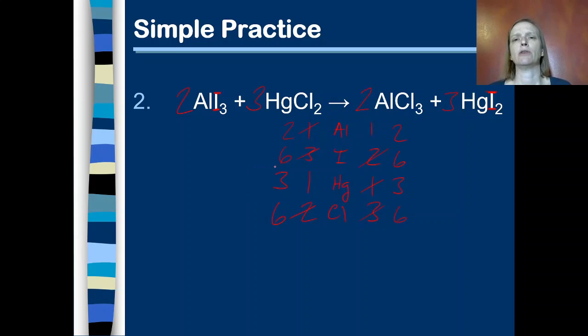What I do want to point out to you is if somehow you made a mistake, if you came up with the numbers 4, 6, 4, 6, those numbers are not in the lowest ratio. They're all divisible by 2. So although this is a balanced equation, it would not be considered a correctly balanced equation because you don't have the lowest possible ratio of coefficients. So you would need to go through and divide everything by 2, and this would be the correctly balanced equation.